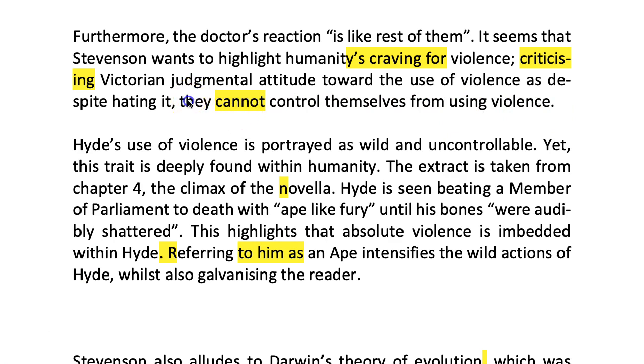So this is very slightly confused. Is the student arguing that Stevenson's really critical because society can't control its own violence? Or is he criticising society because it has a judgmental attitude towards violence? Now those are contradictory ideas, because if you're attacking society because it can't control its violence, then you are being judgmental, aren't you? So these are two contradictory ideas.